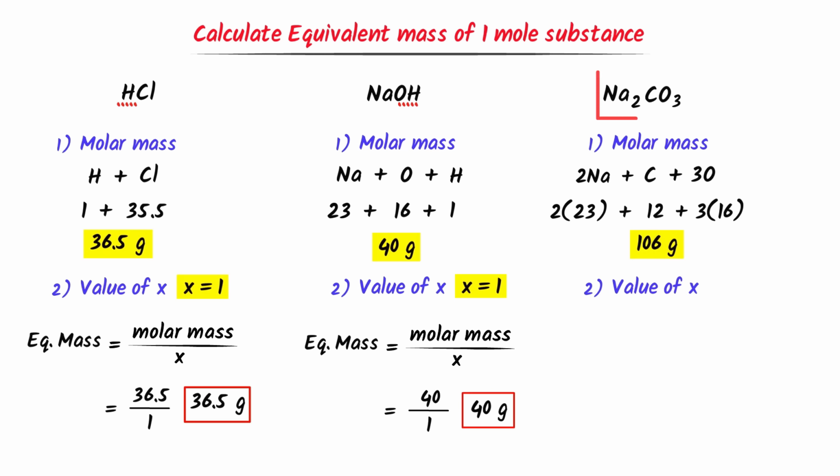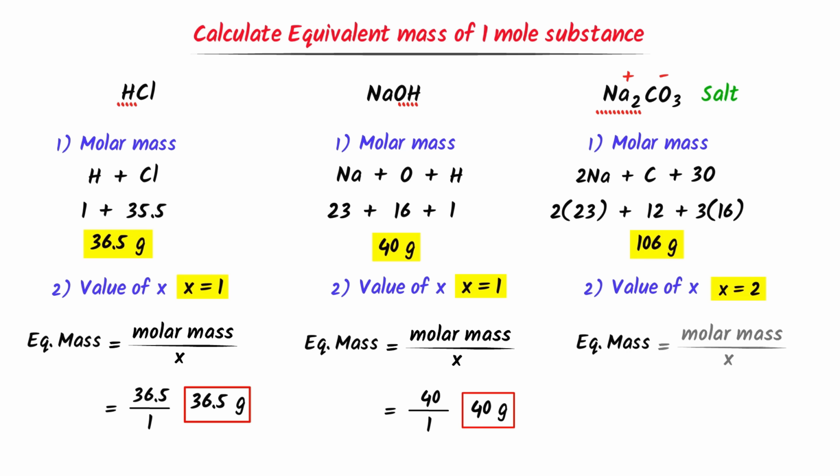Now here, there is no hydrogen ion and no hydroxide ion. So it is a salt. In case of salt, we consider positive ions. We know that the positive ion is sodium. There are 2 atoms of sodium, so the value of X is 2.